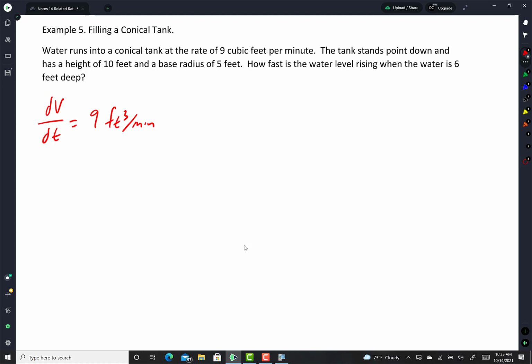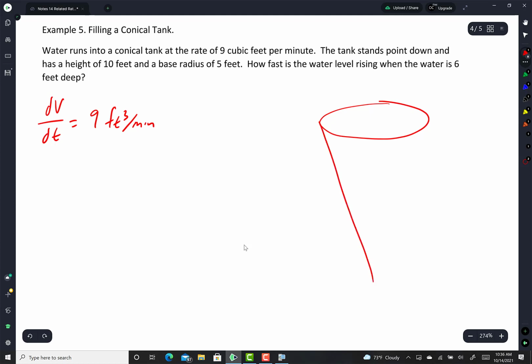Okay, let's draw a picture. The tank stands point down, so it looks like this. Here's the base of the cone, and it's a cone. Conical means cone, right? Conical means cone, guys.